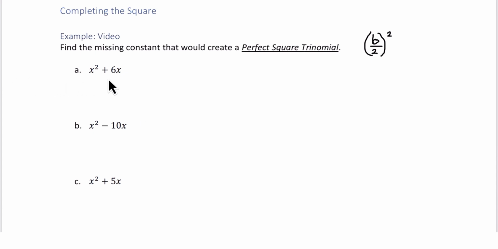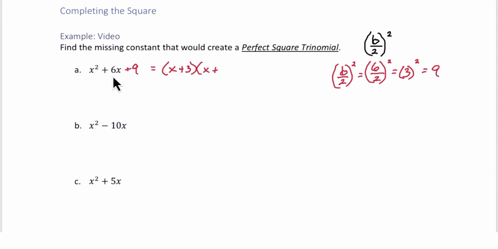In our first example, b is 6. So we'll take b over 2 and then square it. So we have 6 over 2 squared. That is 3 squared, which is 9. If we add 9, we create a perfect square trinomial. Notice that when we factor that, we get x plus 3 times x plus 3. Two identical factors. We could then simplify that to x plus 3 quantity squared.